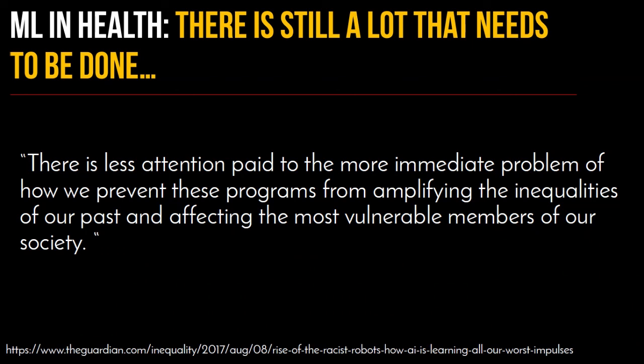Anyway, a couple of weeks ago this article came out in The Guardian about machine learning, and I think there's still a lot to be done in machine learning for health, especially in the area of ethics, and making sure that the models we create are fair. The article said there's less attention paid to the more immediate problem of how to prevent programs implementing artificial intelligence in healthcare from amplifying inequalities and affecting the most vulnerable members of our society. This is something that we do see, that some of the models may be exacerbating inequalities in society as well. So this is an area of machine learning and health to see how we can create models that are fair and don't disadvantage weaker members of society.